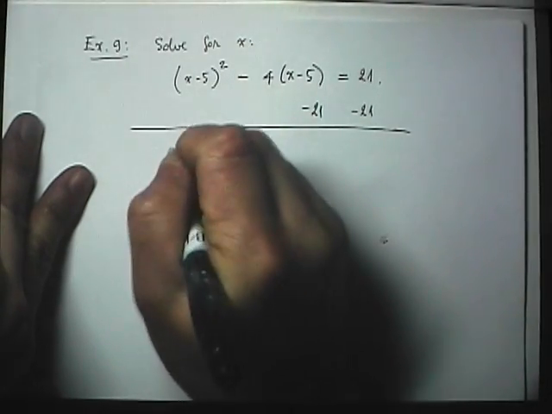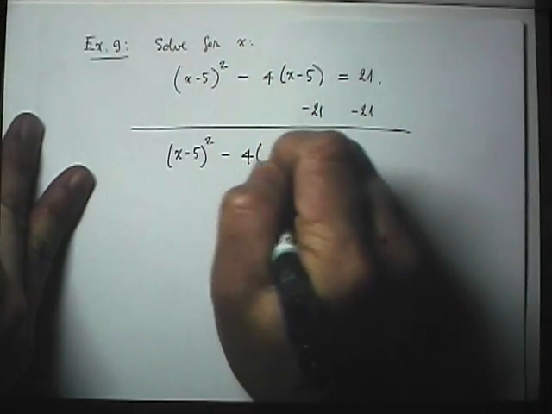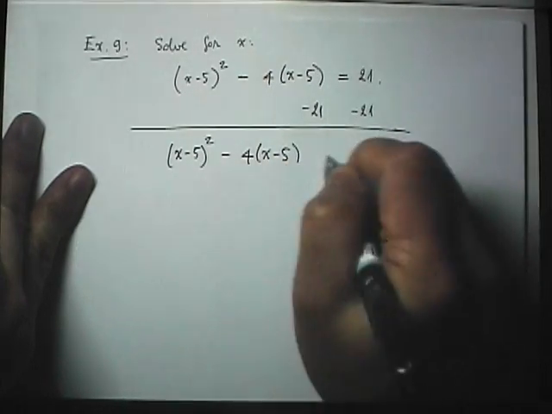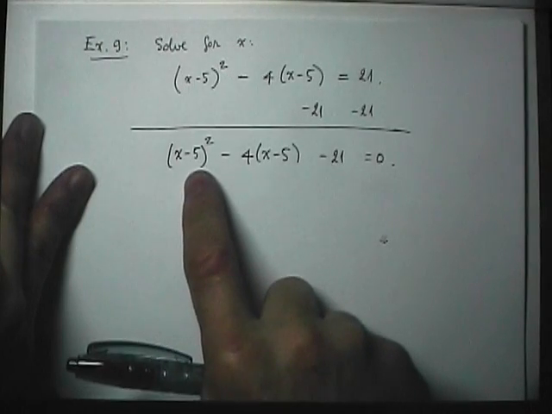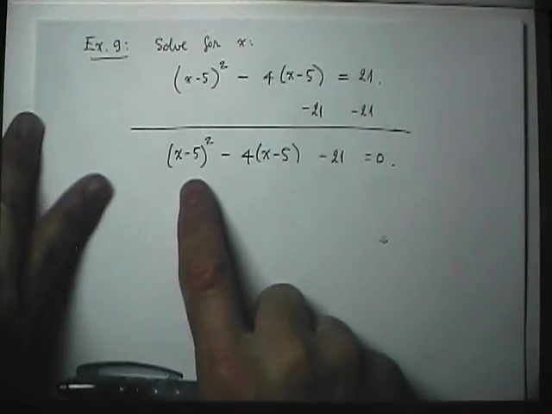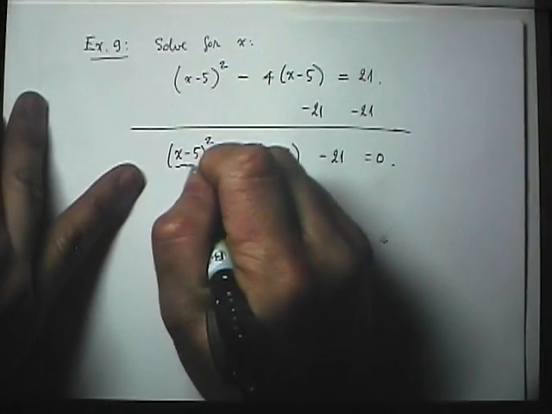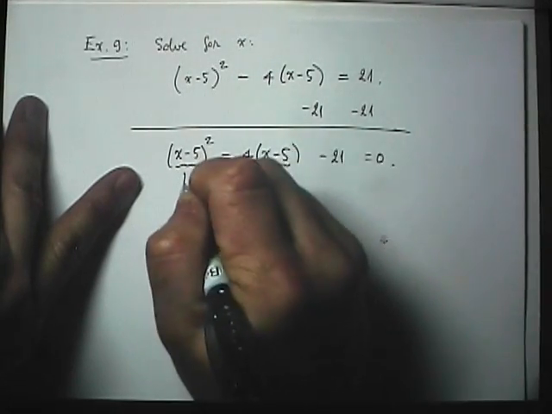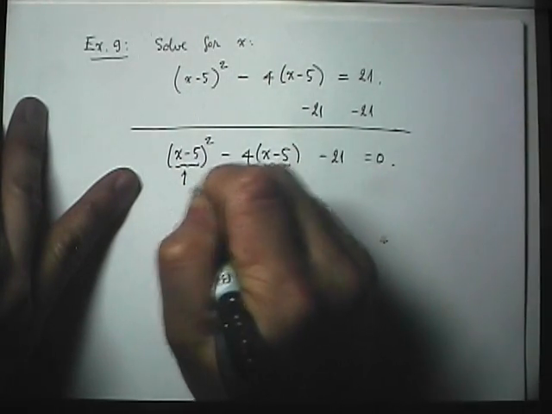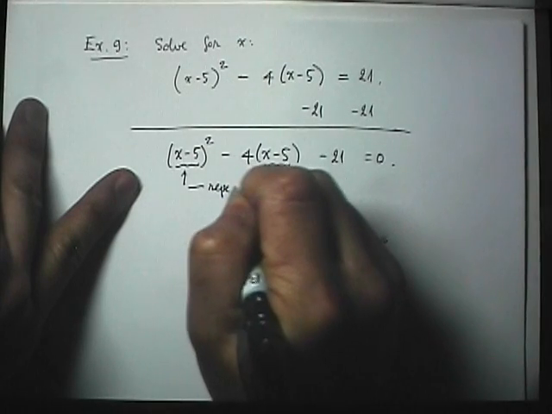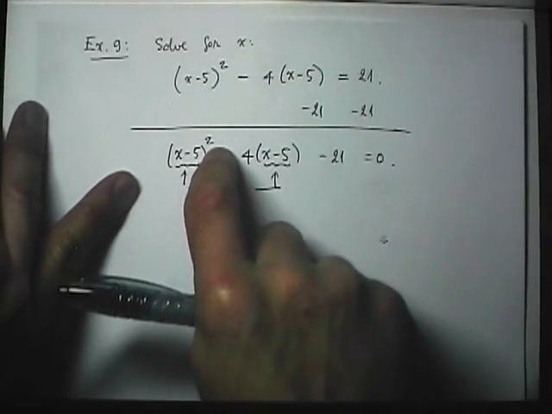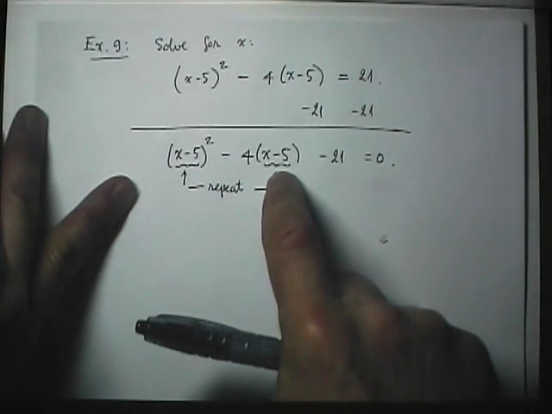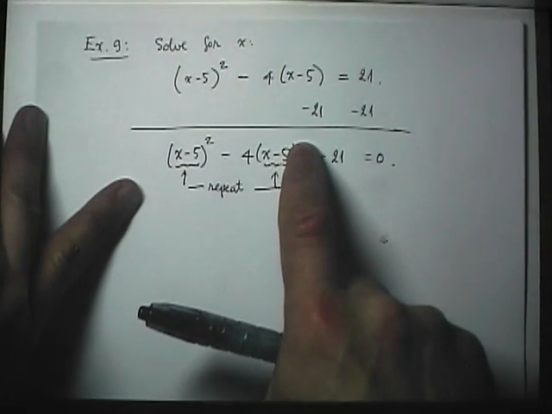x minus 5 all squared minus 4 times x minus 5 minus 21 equals 0. So now what I need you to see here in this problem is, once again, we have that repeat right here. x minus 5 is my repeat. That's the first thing I notice. And for the first x minus 5, the quantity is being squared. For the second x minus 5, the quantity is being left with first power, with power 1.